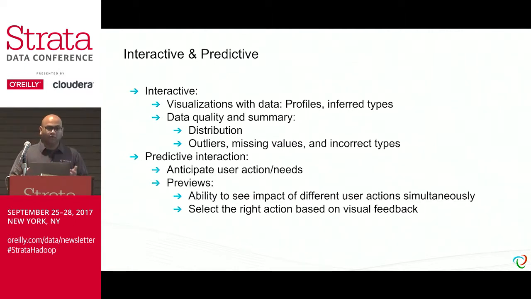You also want to inform the user what's unclean about the data. So you want to analyze what the outliers are, what the missing values are, what the incorrect types are. You want to give information not only about the summary of the data, but also the quality of the data. And this has to happen on every user action.